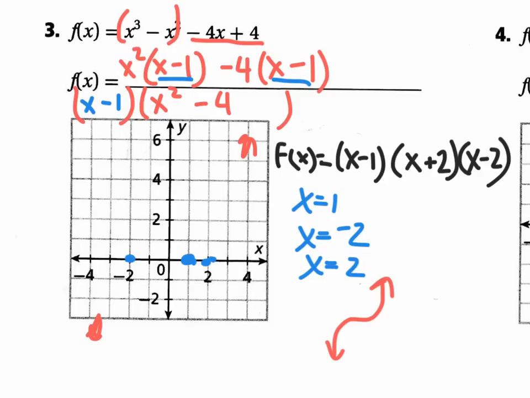Now, all of these have a multiplicity of 1, so that means the line's just going to cross right through it, and then right through it, and then right through it. And that's it. That's how you graph it.